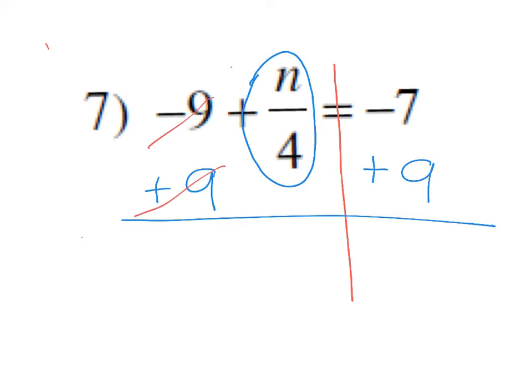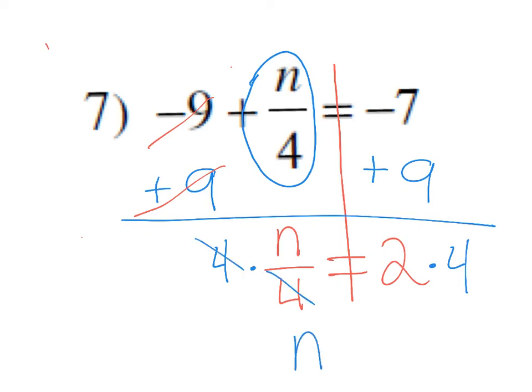Now my 9's cancel, and I'm left with n over 4 equals negative 7 plus positive 9. I have more positives than I have of negatives, so my answer is going to stay positive. 9 is greater than 7 by 2. Now I have n divided by 4 equals 2. To undo that division, I'm going to multiply, multiply, cancel, cancel, just left with n equals 2 times 4. That simplifies down to 8.